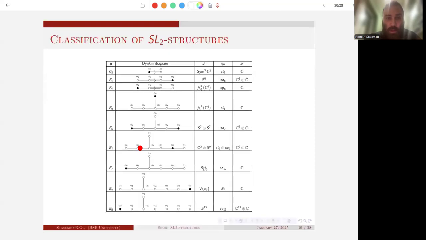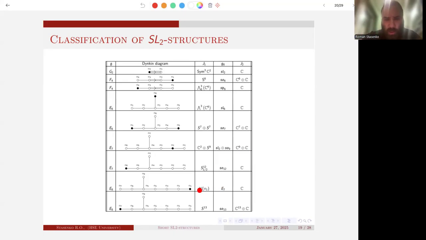And here you can see the classification of short SL2 structures on the special Jordan-Lie algebras, exceptional Jordan-Lie algebras. As you can see, in our case, except J2, there are 2 such different SL2 structures. One gives us the trivial Jordan algebra in every case, and the other gives us a nontrivial Jordan algebra, or the so-called Clifford type, as the subspace of Clifford algebra.